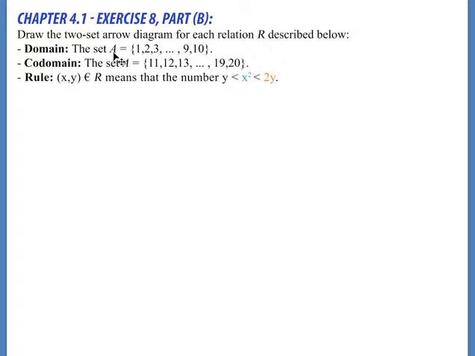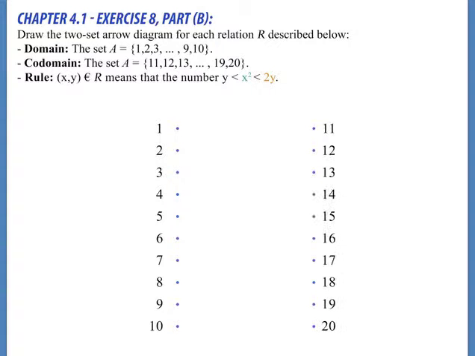So the domain is a set A, it's 1, 2, 3, 4, 5, 6, 7, 8, 9, 10. And the codomain is a set, that's 11, 12, 13, 14, 15, 16, 17, 18, 19, 20. And so the domain will look like this. And the codomain will look like this.